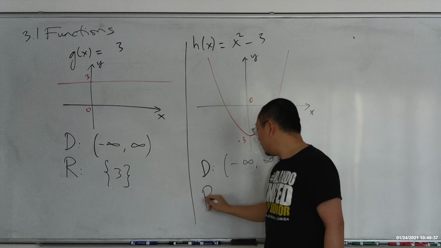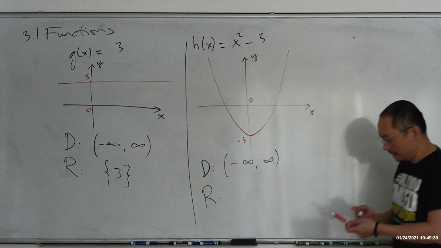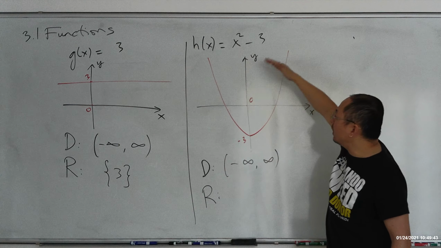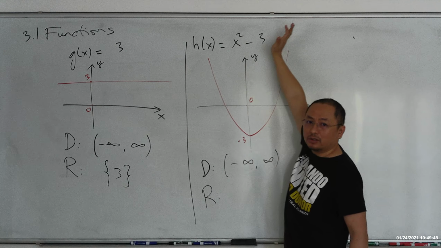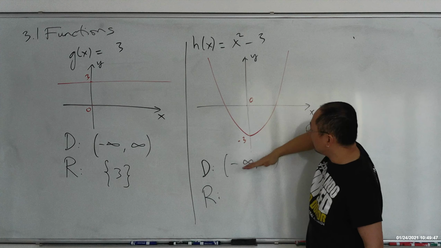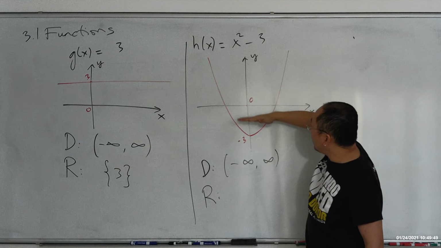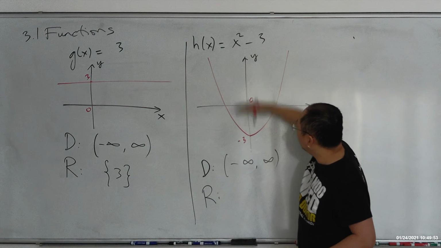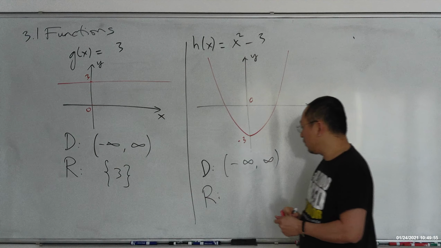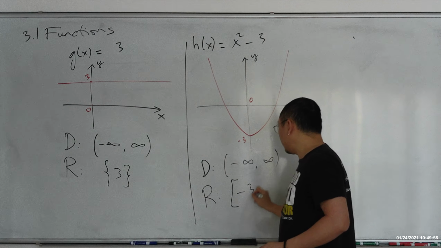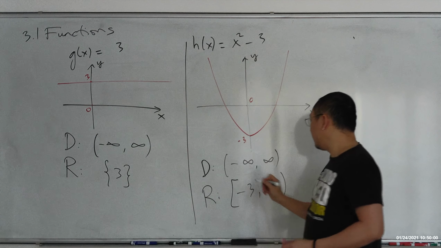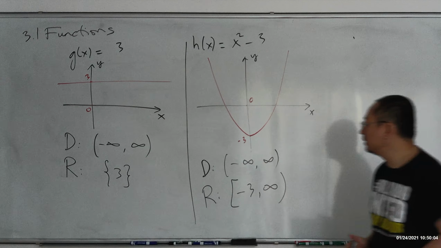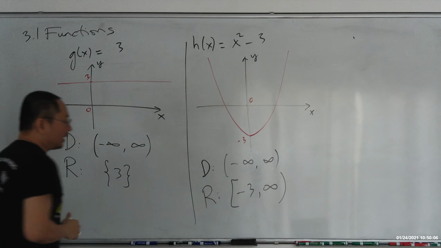And what about the range? Now, the range, you're still tracing along the graph, but now you're looking up and down. It's going up forever, but it's not going down forever, right? The lowest point for the y value is negative 3, including negative 3, and bigger. So really, the range is negative 3 or bigger, from negative 3 all the way to infinity. Okay? That's how you get the range.